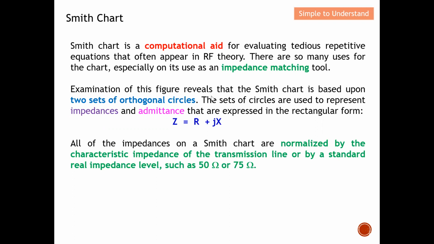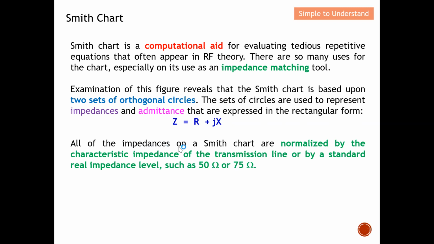Examination of this figure reveals that the Smith chart is based upon two sets of orthogonal circles. The sets of circles are used to represent impedance and also admittance that are expressed in the rectangular form. So over here you can see this is the so-called rectangular form. We have the real number and the imaginary number.